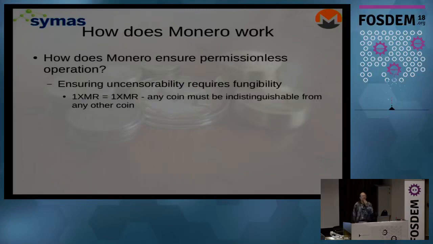So, the interesting bits of the technology. How does Monero do what it claims to do? How do we get permissionless operation? To get this, you must have fungibility. Fungibility means that one coin cannot be distinguished from another, and so the coins that you're presented with are always worth the face value that they claim to be, right?